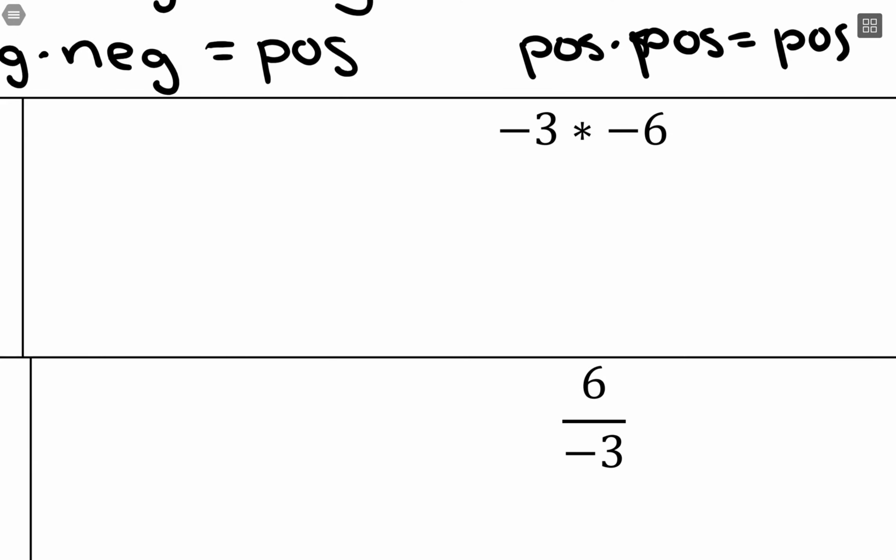All right. Negative times negative is going to make a positive value, so I'm just going to make a mental note that it's positive. 3 times 6 is 18, so my final answer there is going to be positive 18.